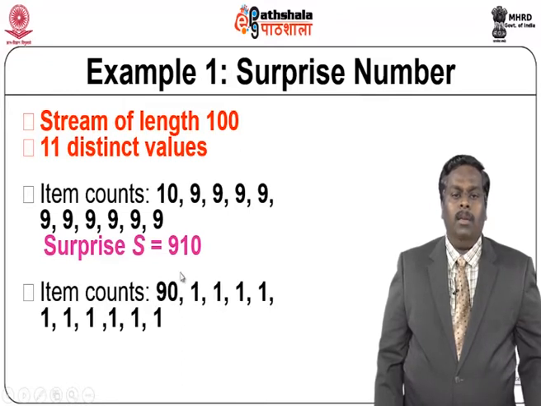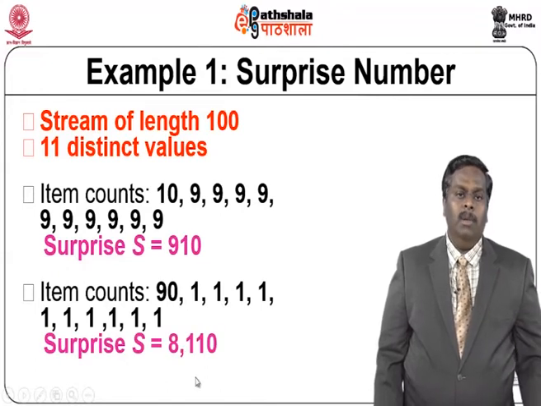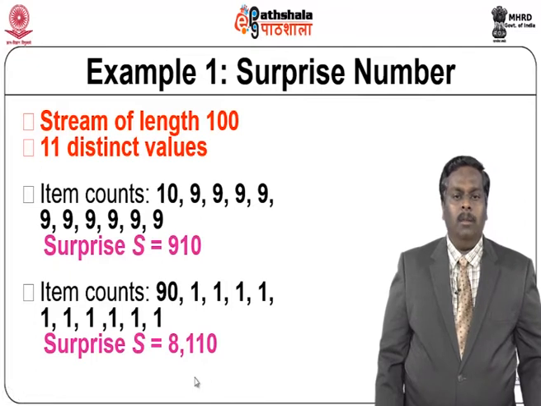Now, let us take the same example with length 100 and the same 11 distinct values, but the number of times these distinct values have occurred changes. Only one element among these 11 distinct values has occurred 90 times, and the rest of the elements have occurred only one time each. Now, if you calculate the surprise number, it will be equal to 8110.